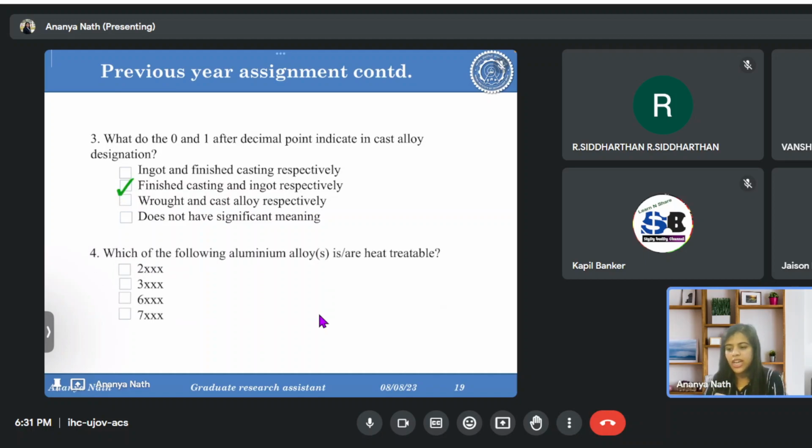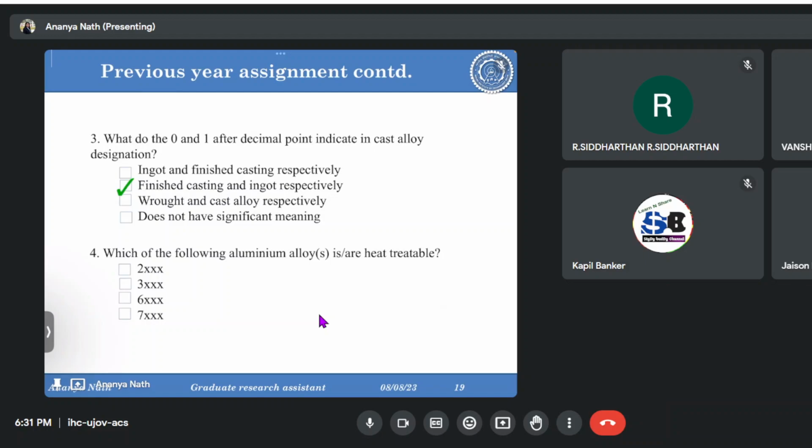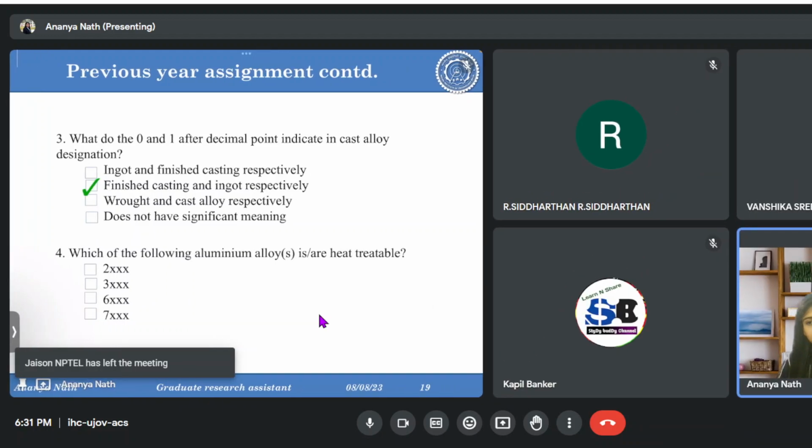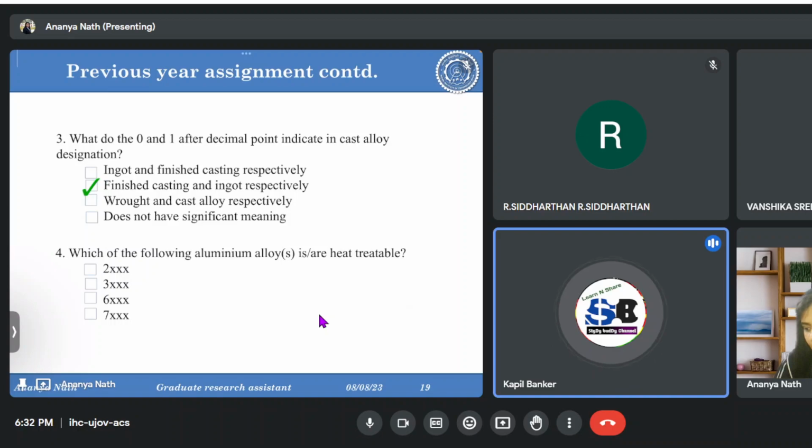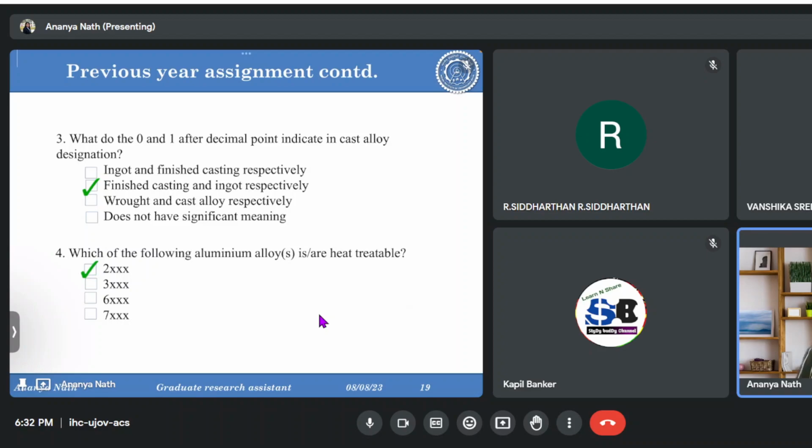Then, which of the following aluminium alloys are or is heat treatable? You guys have the answers in your copy. Yes, 2000 series, 3000 series, and 6000 series. 3000 is not heat treatable. The rest are heat treatable, meaning 2, 6 and 7. And also 8000, which is not present in the options. But 3000 is not heat treatable.